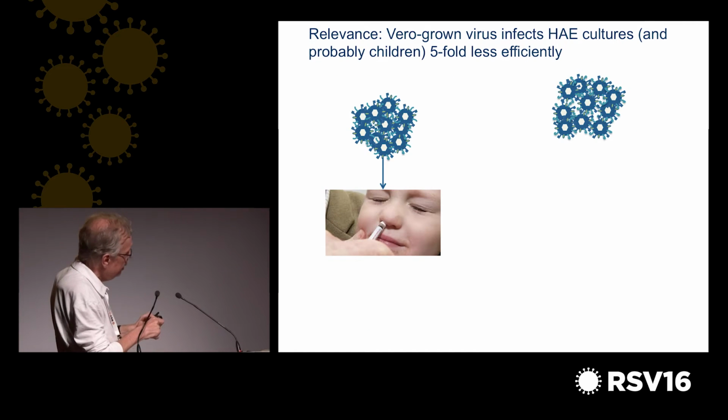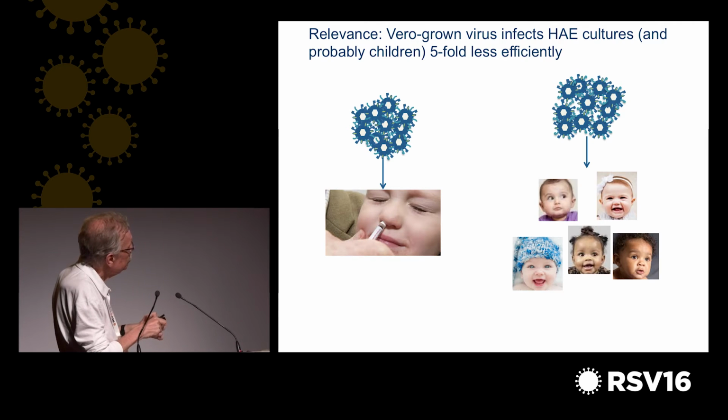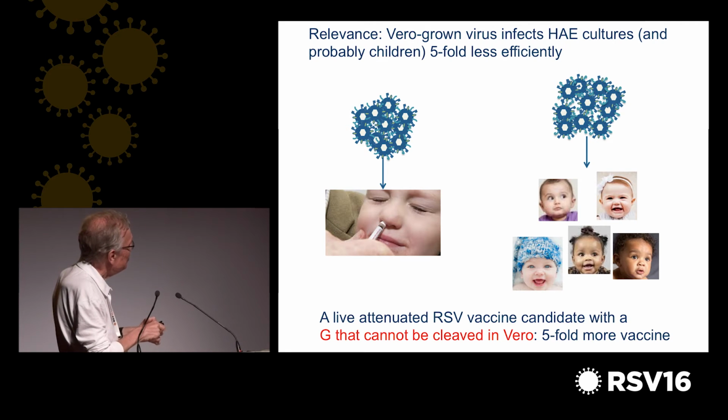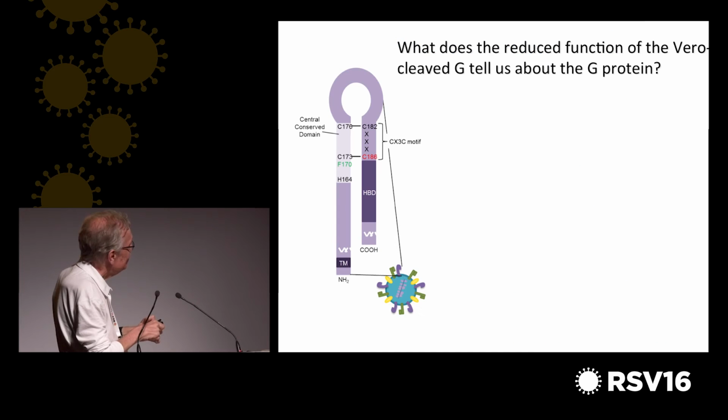The relevancy. Right now, if we make a live attenuated virus, grow it in Vero cells where it grows best, we have 1 dose. If we use a virus where this is fixed, we have 5 doses. 5 happy kids. So we think that's going to be important to build that into strains of the virus.